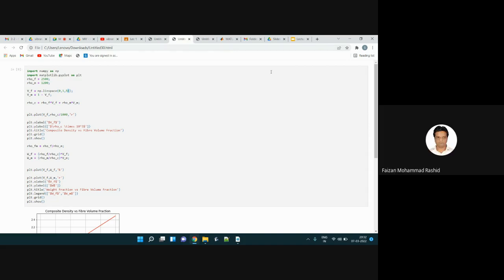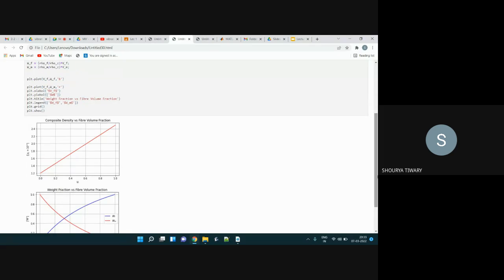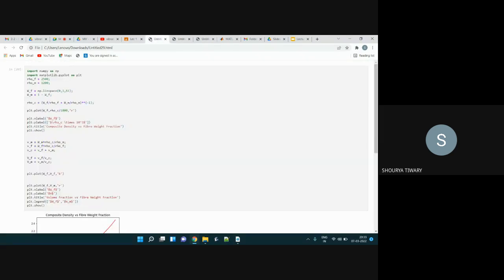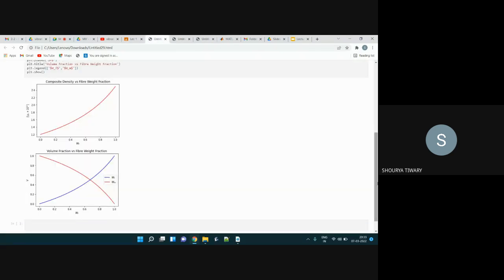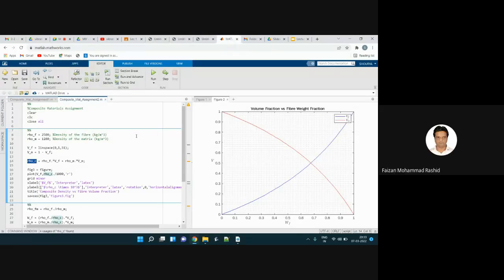So this was the first problem. This is the second problem, sir, which I had not explained to you. And the problem which I explained, this was the first problem in Python. In Python I had done it like this, and this is the MATLAB code.